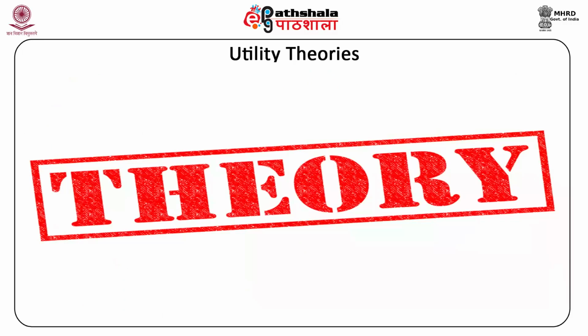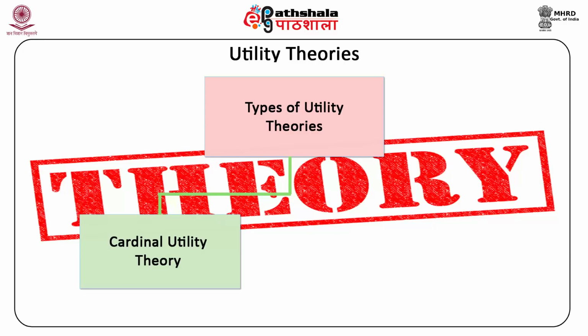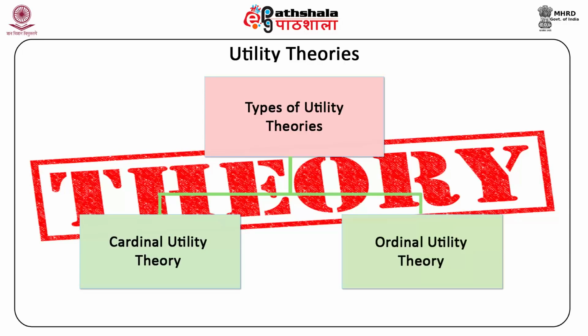Now we will consider utility theories. There are two theories of utility which compare the satisfaction obtained from the consumption bundles by using these utility functions. One method gives importance to the numerical value of the utility, which is called cardinal utility, while the other method utilizes the numeric value to just rank the consumption bundles. It is called ordinal utility theory.